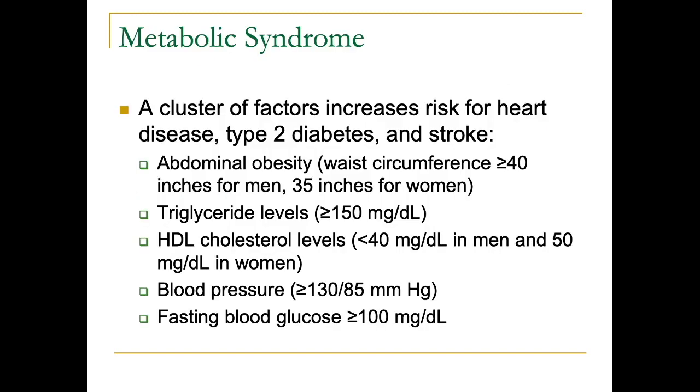And if you are obese, it causes what we refer to as metabolic syndrome, which is a cluster of factors that increase your risk for heart disease, type 2 diabetes, and stroke. These are abdominal obesity, which is a waist circumference greater than 40 inches for men or 35 inches for women. Blood triglyceride levels greater than 150 milligrams per deciliter, which you might get measured during a blood test.